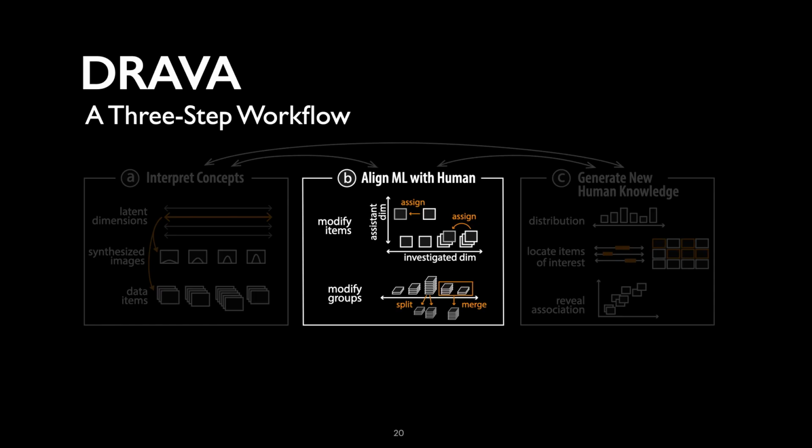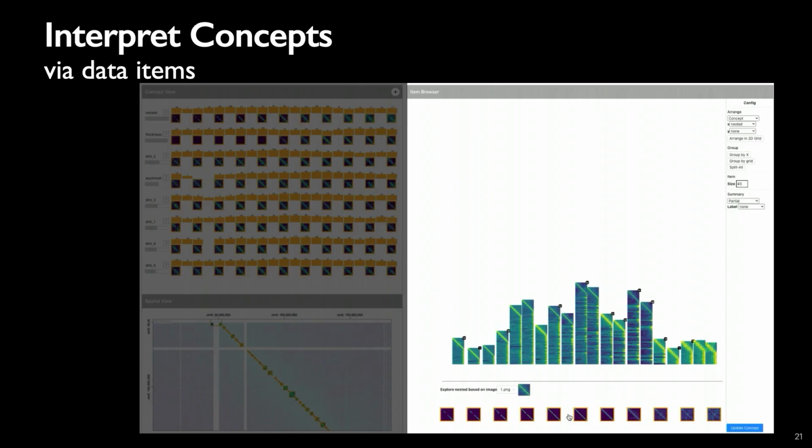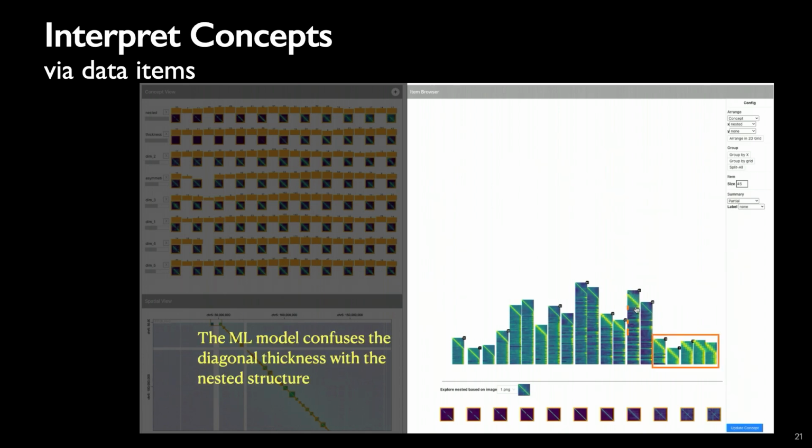Second, align ML with humans. Item piles can effectively reveal the concept mismatch between humans and ML. For example, here, the abnormal items show that the ML model confused two concepts, the diagonal thickness with the nested structure. This mismatch can be hidden if we only look at the synthesized images, which unfortunately is widely used as the only method to present the concepts in disentangled representation learning.